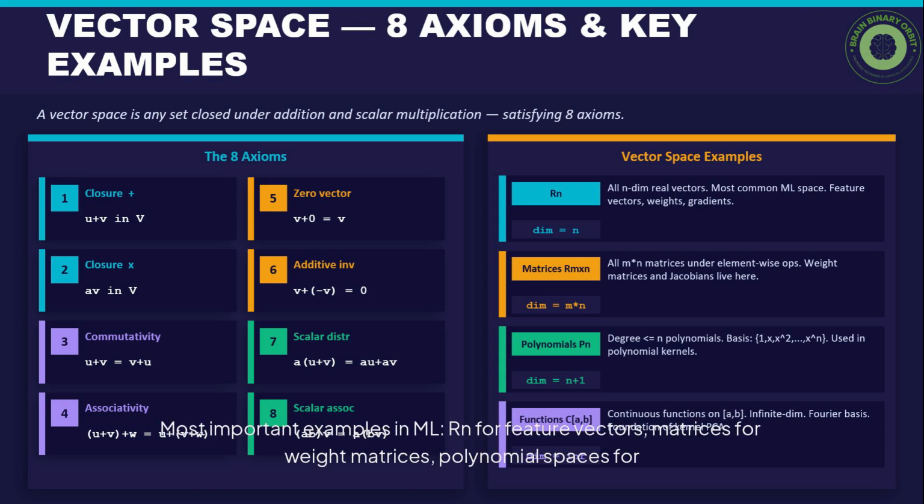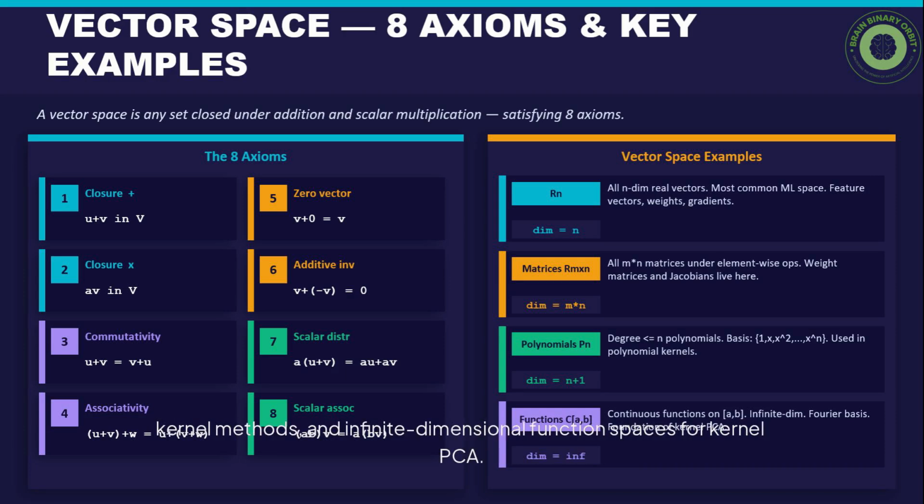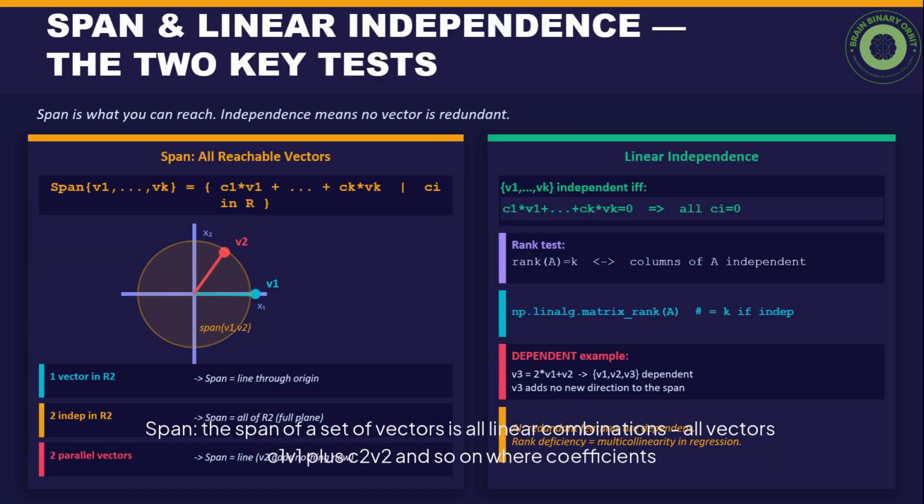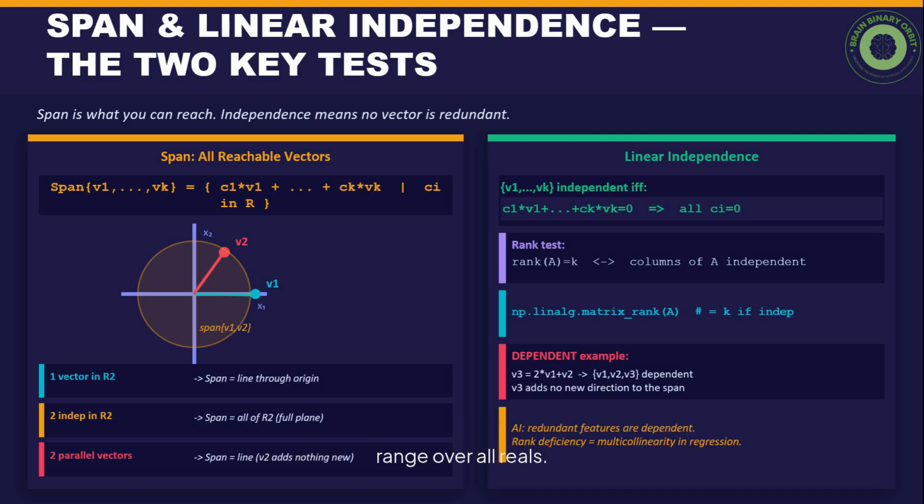Most important examples in ML are R^n for feature vectors, matrices for weight matrices, polynomial spaces for kernel methods, and infinite-dimensional function spaces for kernel PCA. 2 fundamental concepts. Span. The span of a set of vectors is all linear combinations, all vectors c1v1 plus c2v2 and so on, where coefficients range over all reals. If v1 and v2 are not parallel, their span is all of R2. If parallel, their span is just a line.